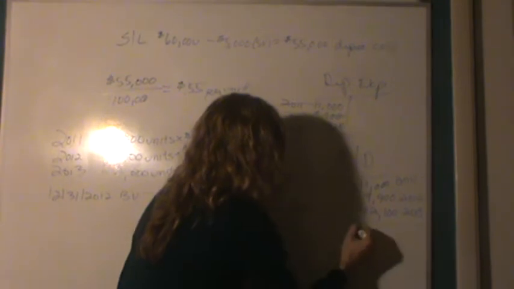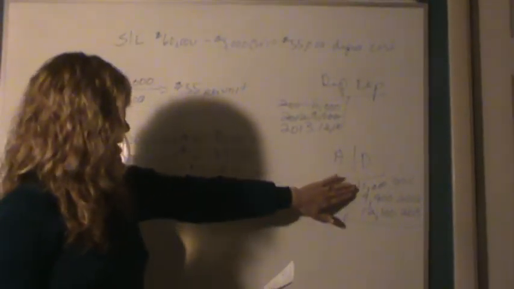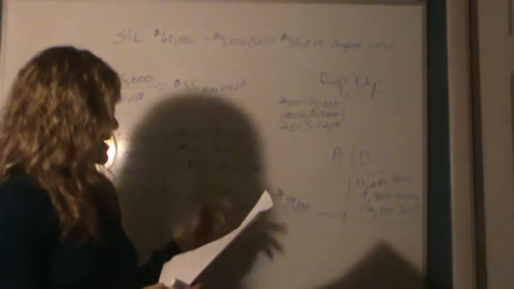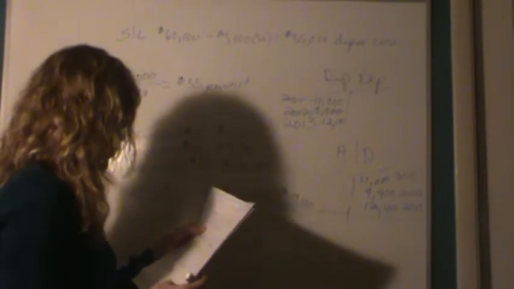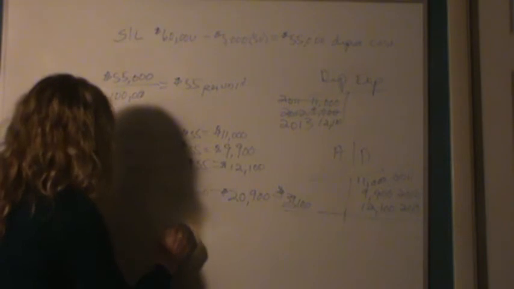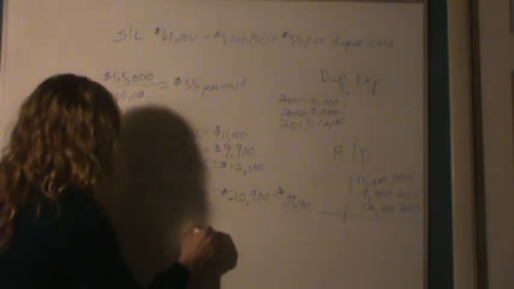If we wanted our total accumulated depreciation as of 2013, we add these three numbers together: $11,000 plus $9,900 plus $12,100. That gives us a total at the end of 2013. Accumulated depreciation is going to be $33,000.